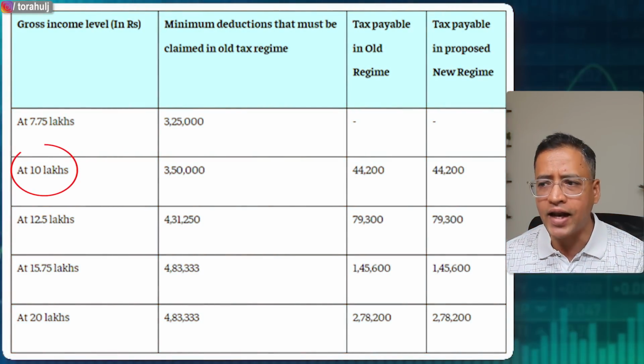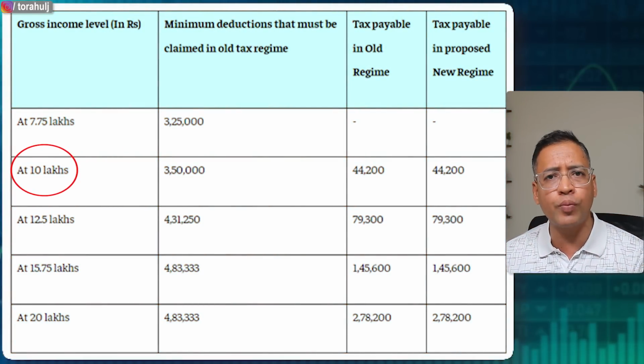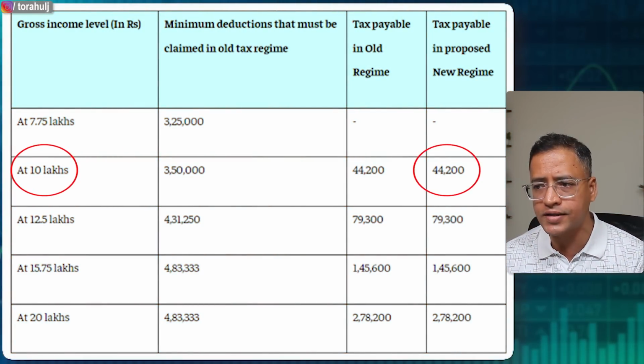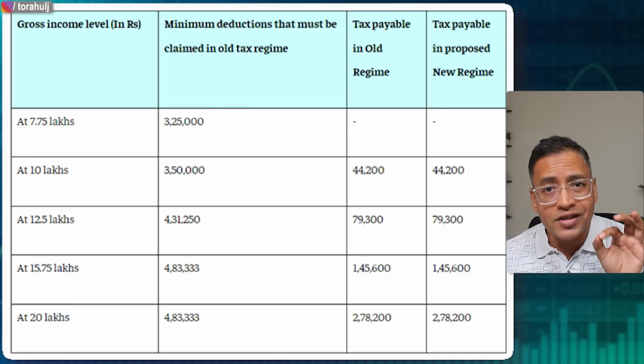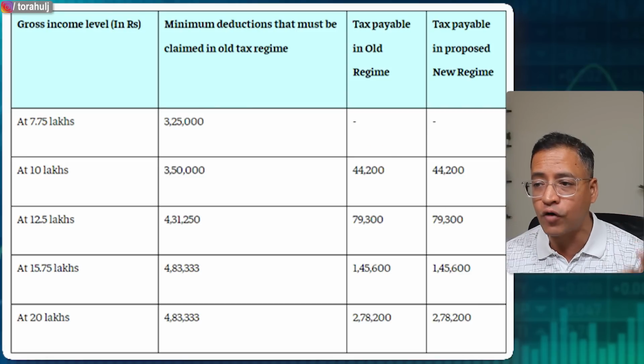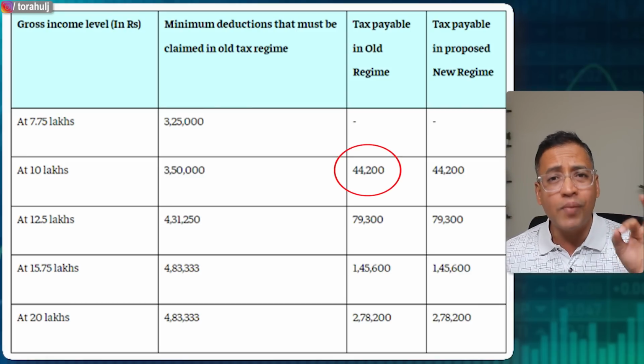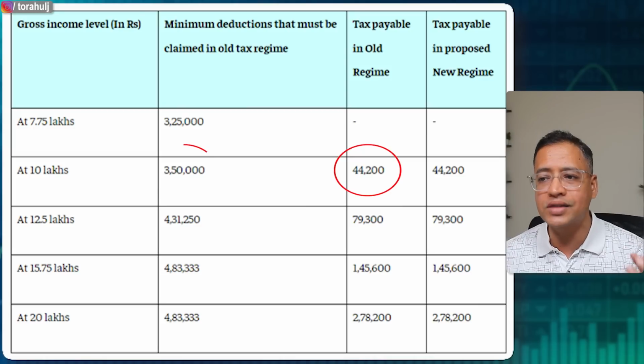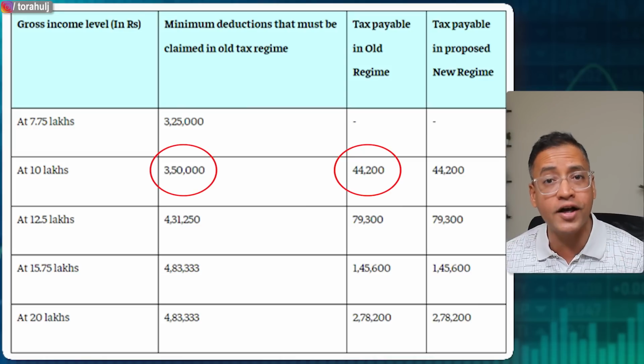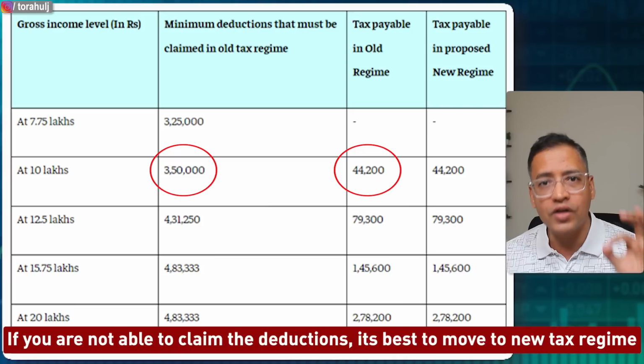Please consult your CA and try to move into the new tax regime if you're not able to claim minimum 3,25,000 rupees of deductions. Likewise, if your salary is 10 lakh rupees in the new tax regime, you are going to pay 44,200 rupees as taxes, and for you to pay the similar taxes in the old regime, which is 44,200 rupees, you must make sure you are claiming at least 3,50,000 rupees of deduction. And if you are not able to claim 3,50,000 rupees of deduction, it's best to move to the new tax regime.